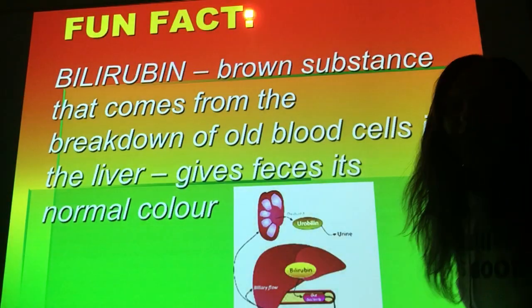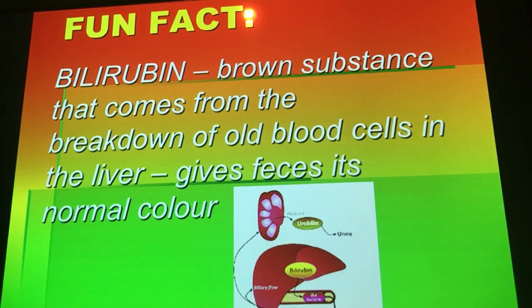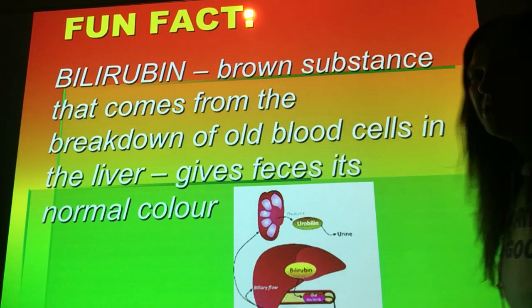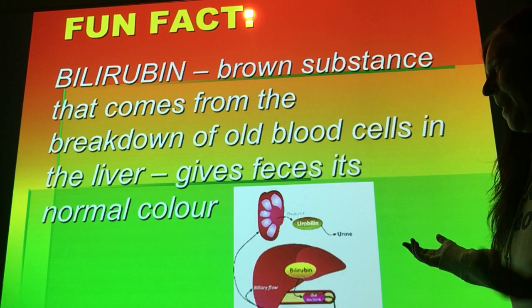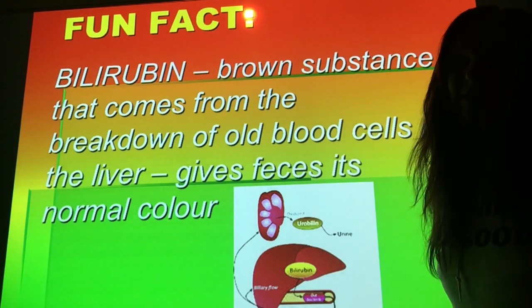So I do have some fun facts. We've been talking about bilirubin. That's a brown substance that comes from the breakdown of old blood cells in the liver, and that gives feces its normal color. So we don't have time to talk about all this, but if you go to the doctor for certain tests, they will ask for a stool sample.